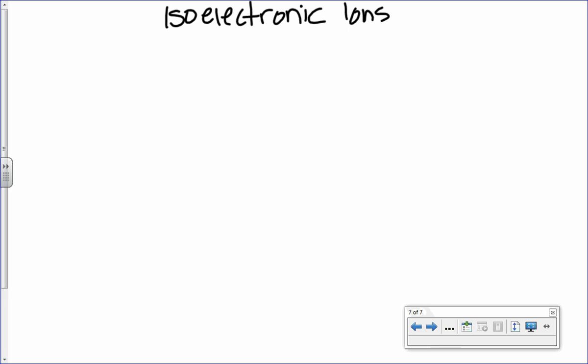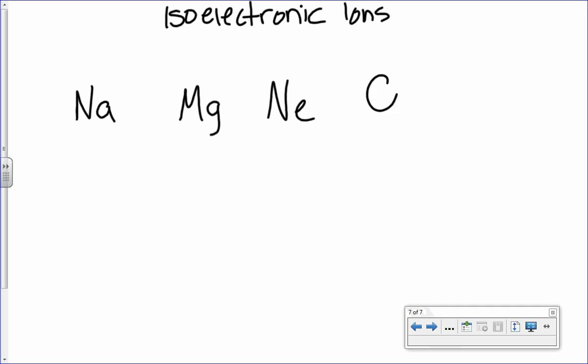Okay, so I'm going to write down some elements, and you guys should write these down also. So we have sodium, magnesium, neon, oxygen, and nitrogen. These are all going to become isoelectronic. We're going to show how.